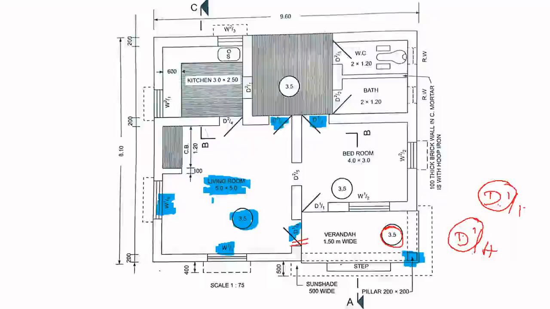Now in the living room, you have a cupboard here. This cupboard dimension is 120 mm, and this dimension is 1.2 meter. Now, see, this is the thickness of the wall, 200 mm. Thickness of the wall is 200 mm. This is your sunshade, so that is 400 mm.